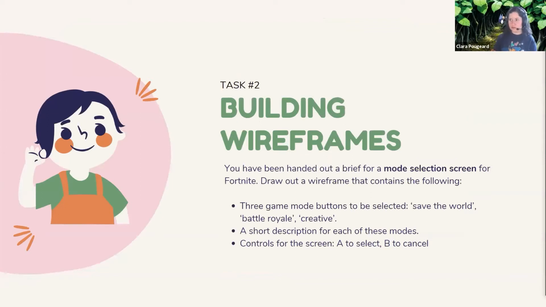I'm going to give you a short brief. We need to do a mode selection screen for Fortnite. You're going to need to draw out a wireframe that contains the following: three game mode buttons to be selected, so Save the World, Battle Royale, and Creative, and a short description for each of these modes. You're not going to need to write any. You can put a Lorem Ipsum, or you can just put a line saying the text is going to be here. And controls for the screen, so A to select and B to cancel.